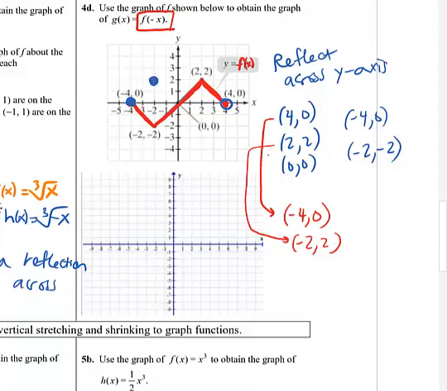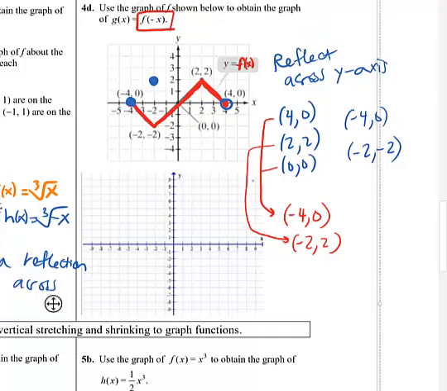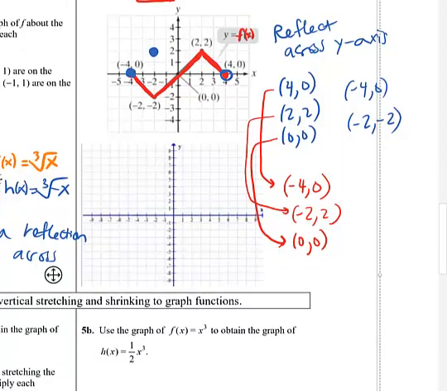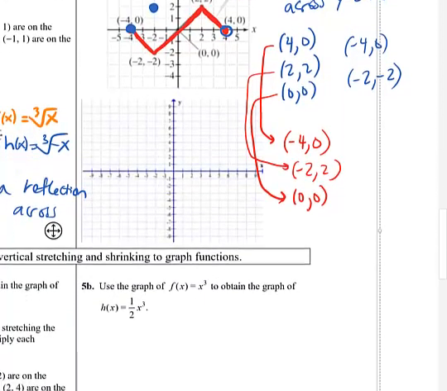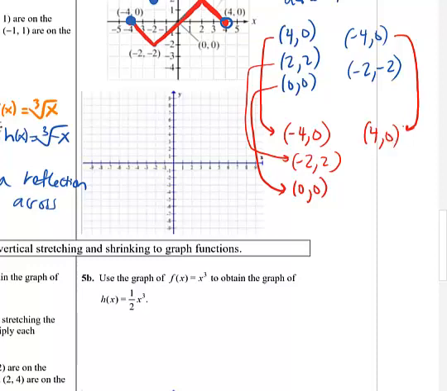And then what else? So 0, 0. That one is right on the y-axis, so it doesn't move. Only something on the left of the y-axis moves to the right side, and something on the right side moves to the left. But anything on the y-axis isn't moving anywhere. And then there's negative 4, 0. He was on the left side, but now he's moving to the right side. He'll move to 4, 0. So the points 4, 0 and negative 4, 0 switch places.